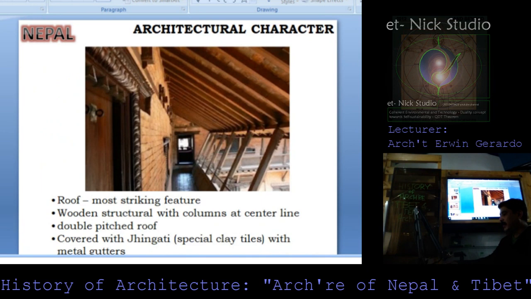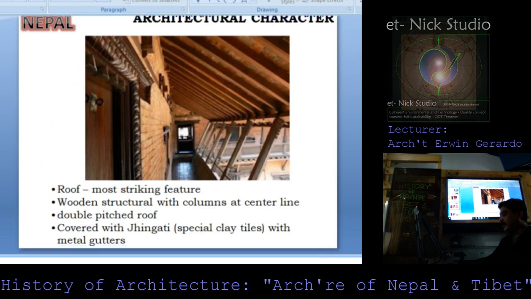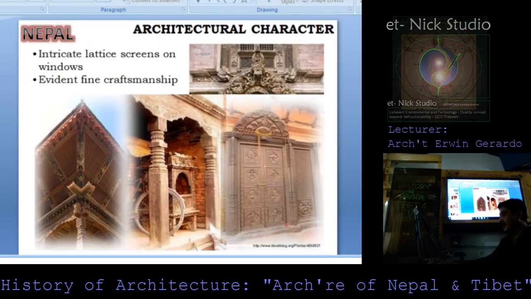Nepal, its architectural character. The roof is the most striking feature. Wooden structures with columns at the center line, a doubled pitch roof, covered with jhingati, a special clay tile, with metal gutters.